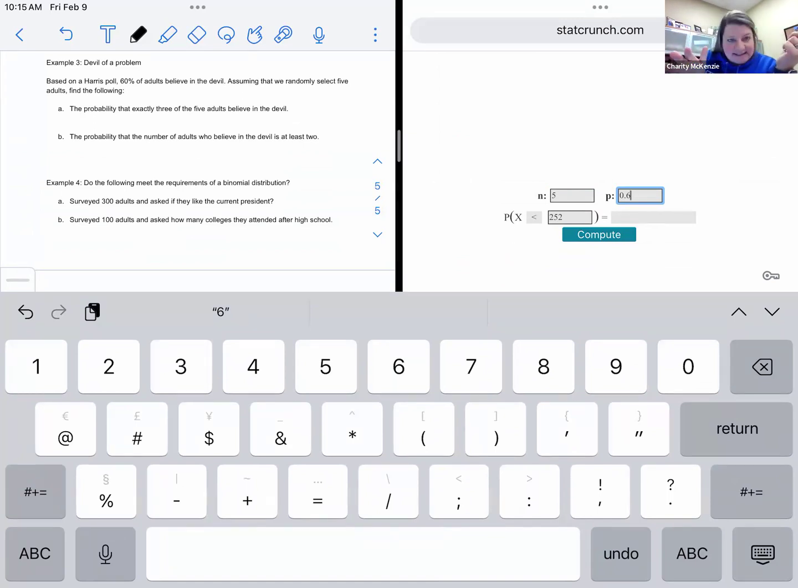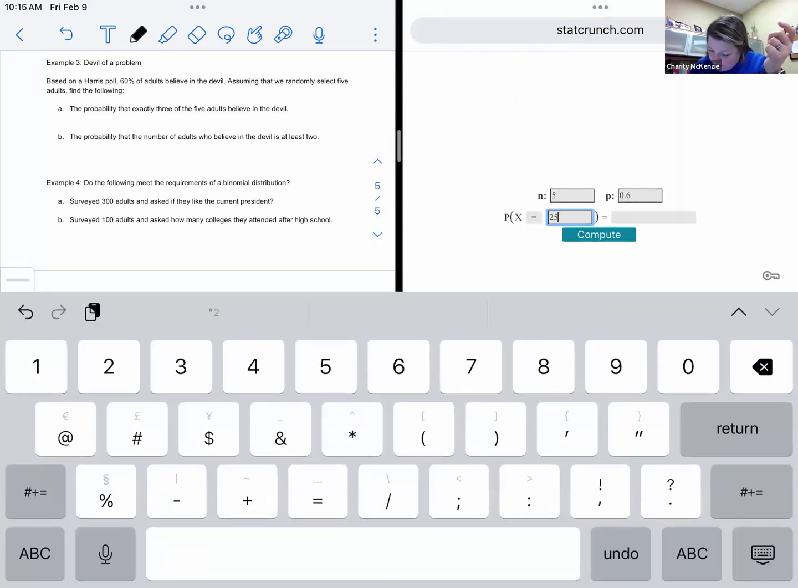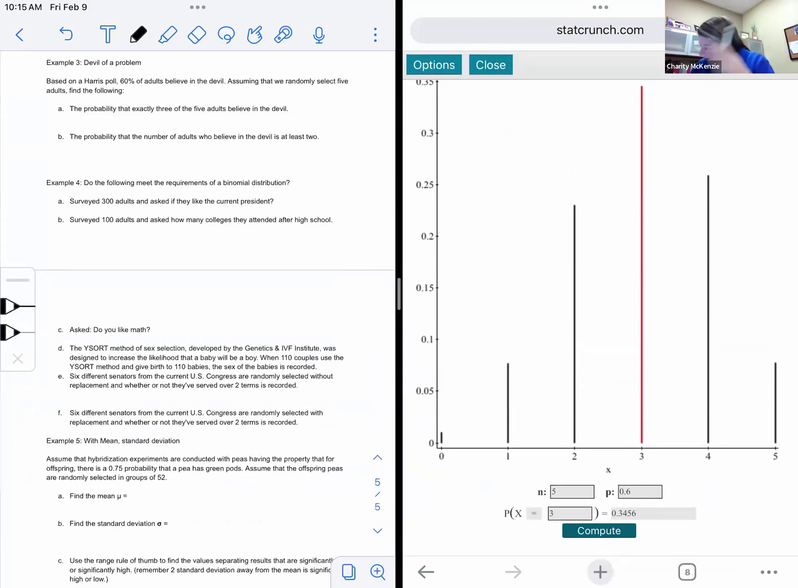And then this one is 60, so we have that. And then we put is equal to the 3. Okay, and then compute. So I get the probability on that one is exactly 3, equal to 3. The probability of x equals 3 is going to be 0.3456. So 34% is the probability of 3 out of 5 adults that they believe in the devil.